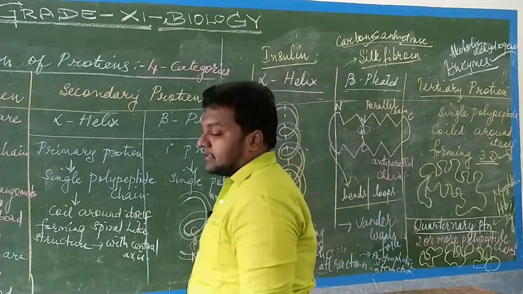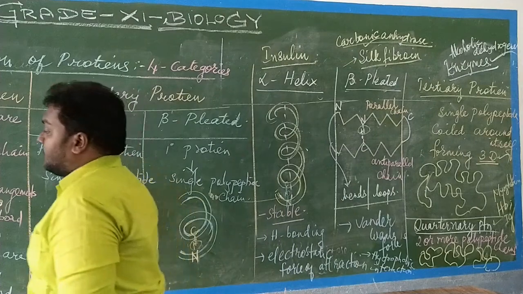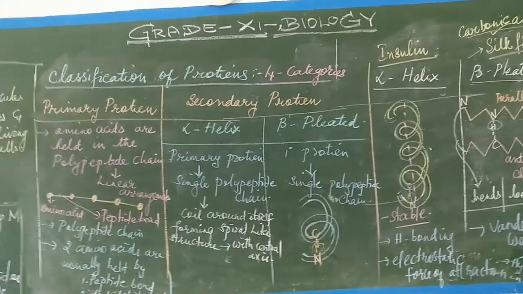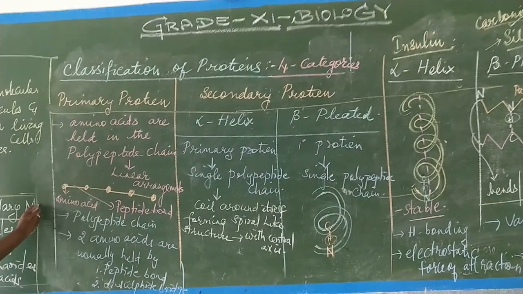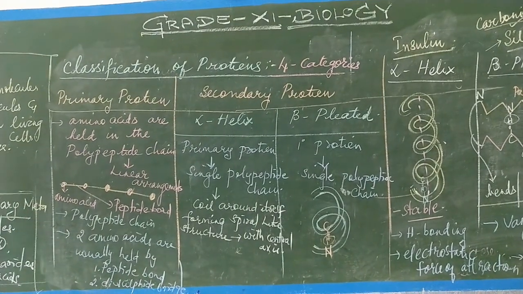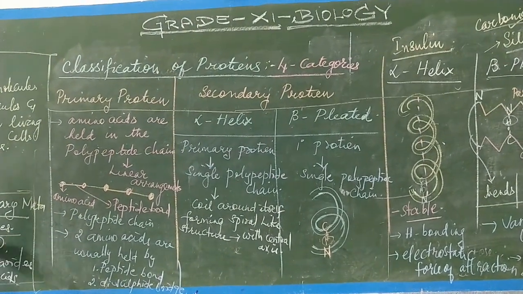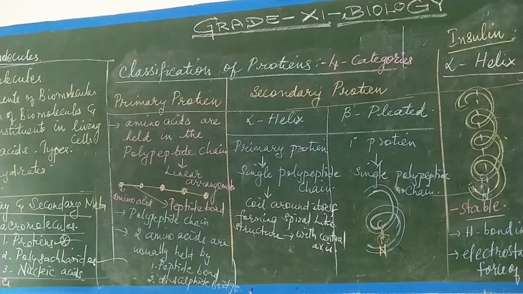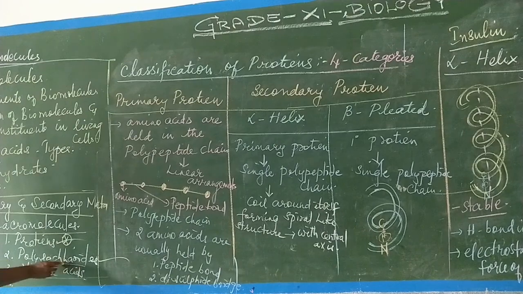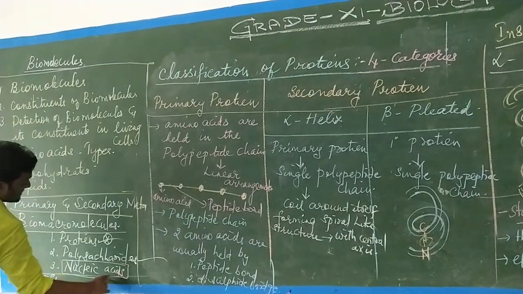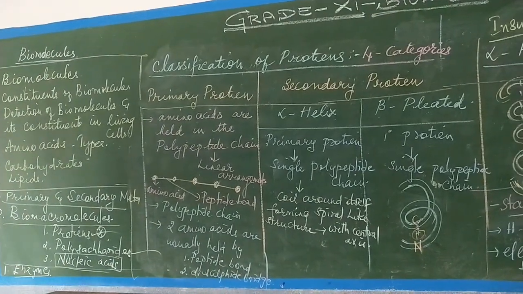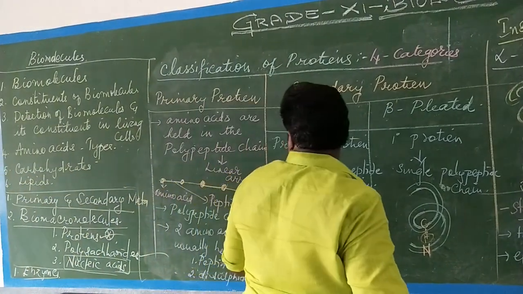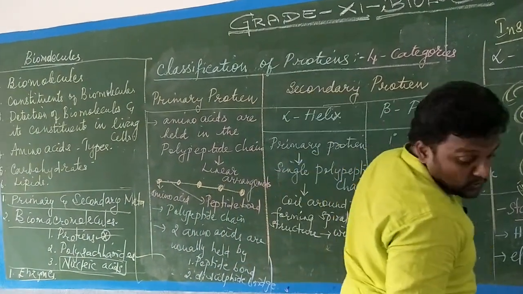Okay, then the last topic. Let us see what all topics we have studied today. Primary and secondary metabolites. We studied biomacromolecules, in which proteins I have fully taught with classification. Polysaccharides also I have taught you. Today's last topic is the nucleic acids. Enzymes alone will be left out, which I will teach you in the next class. So now we pass on to the nucleic acids.